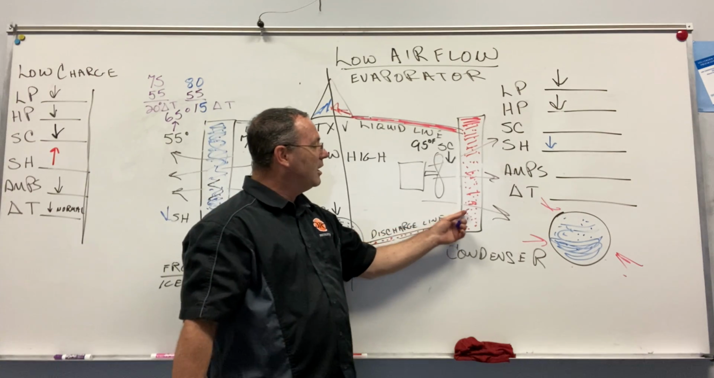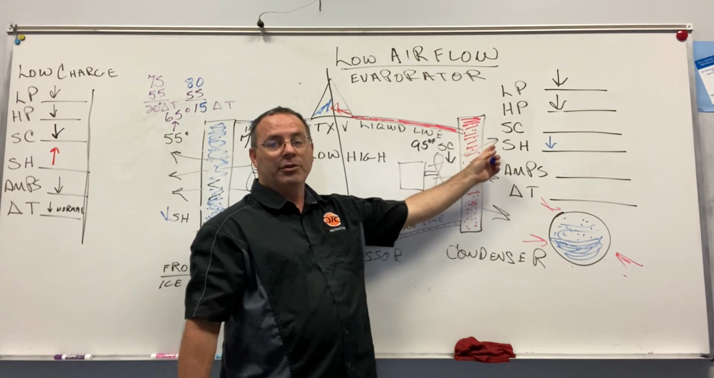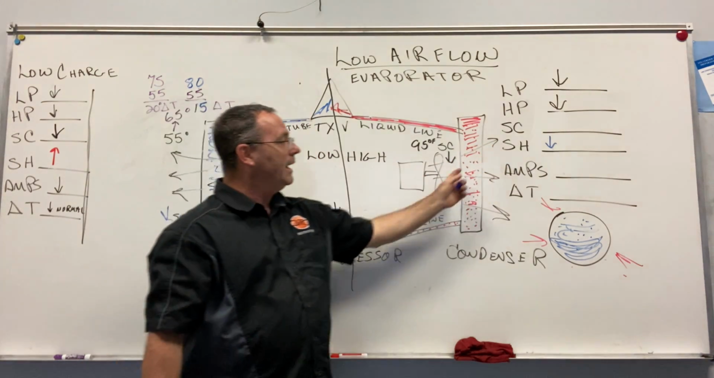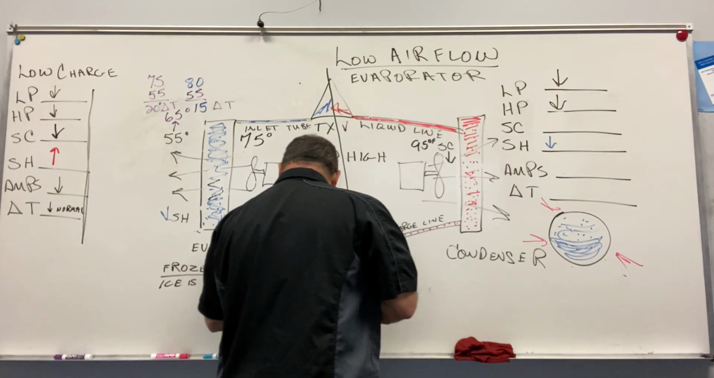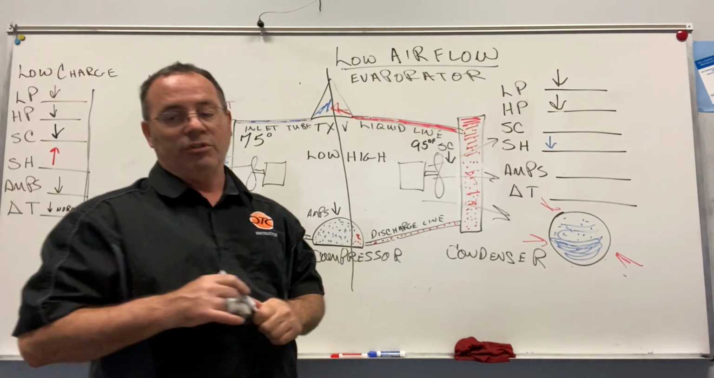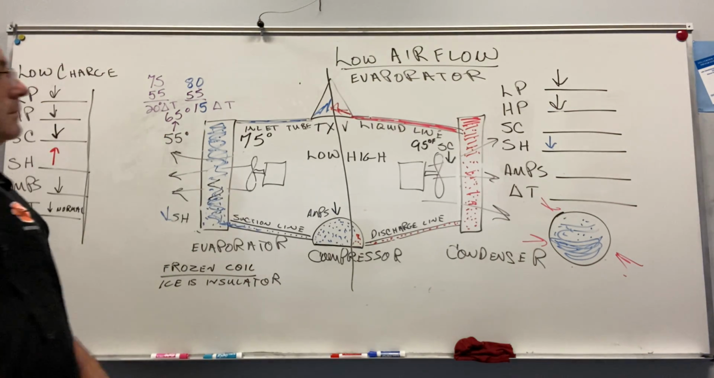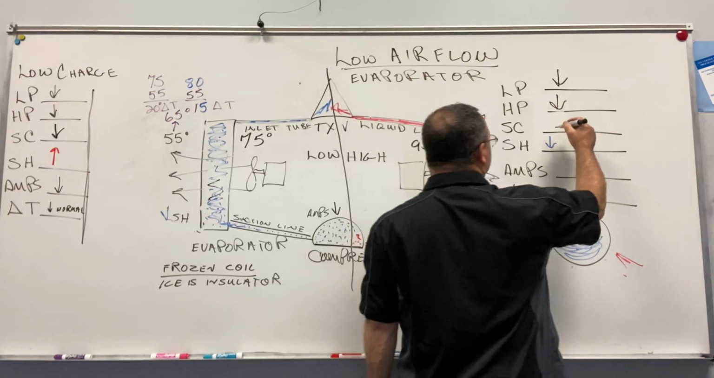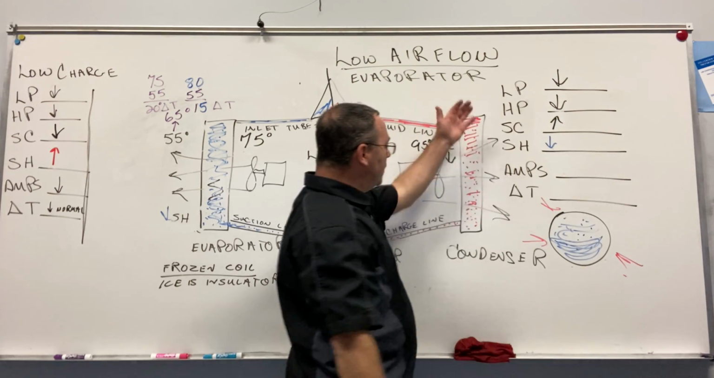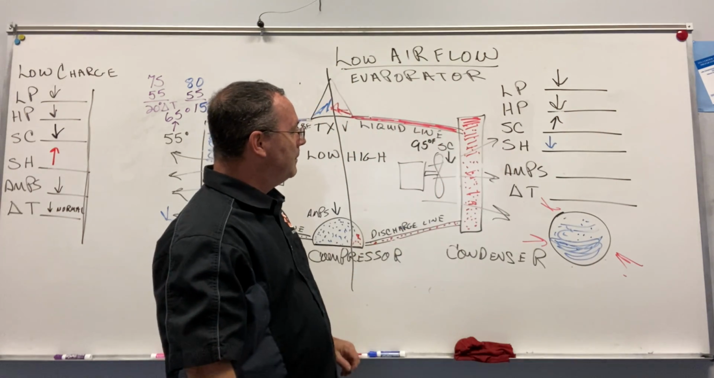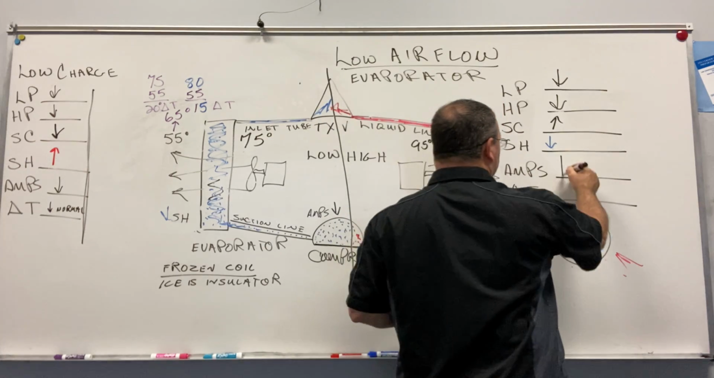Over here, you have less heat coming out of the refrigerant because you have less heat going in it. So your subcooling is going to what? What's going to happen to your subcooling, do you think? It's going to increase. More liquid in here because of less hot vapor. Of course, with your pressures, your amps are going to go down.